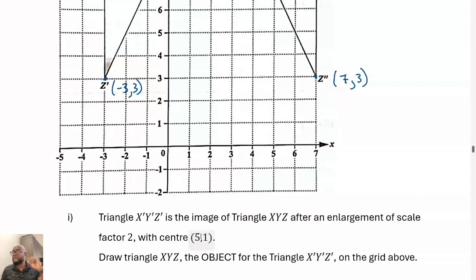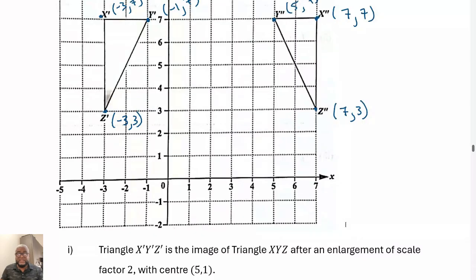With center 5, 1, right? So your center of rotation is actually 5, 1. We need to locate 5, 1, which are the coordinates of the center of enlargement. Where would 5, 1 be?